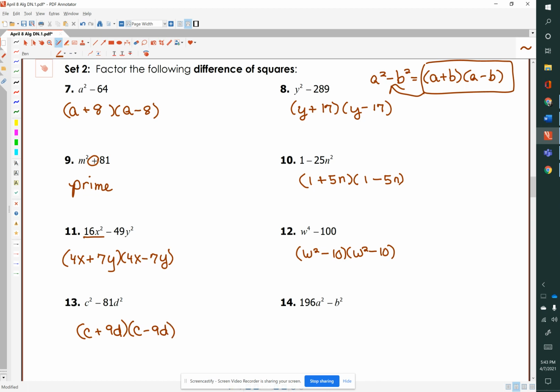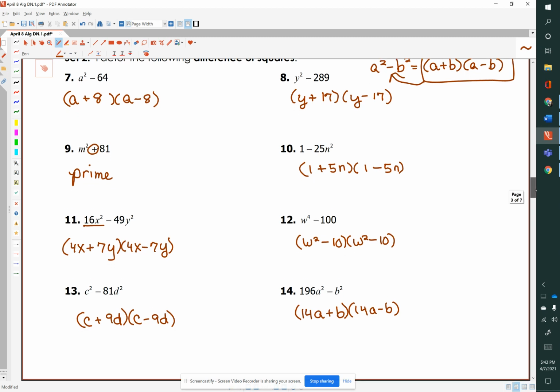And number 14, 196a squared minus b squared. 196 is 14 times 14, so it would be 14a plus b and 14a minus b. So let's go on to the next page, where we are going to factor trinomials.